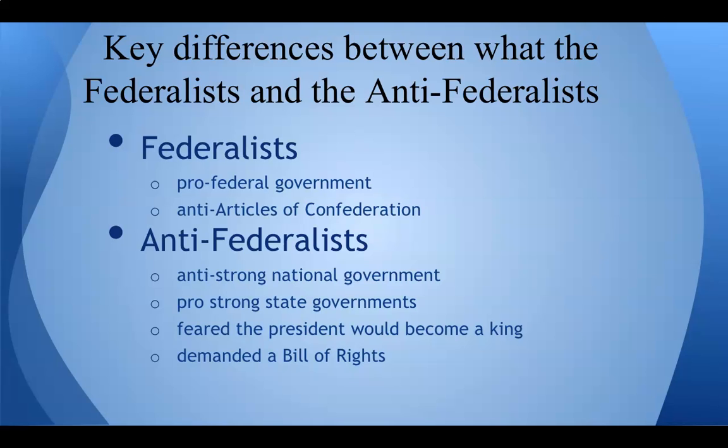The Anti-Federalists felt excluded from the Constitutional Convention. They felt like it was an undemocratic process. They were very concerned about having this strong national government. They felt like stronger state governments were a better way to go because it would protect them from having a dictatorship. They particularly feared this idea of having a president because they felt like the president was going to become a king, like a king version 2.0, and they demanded a Bill of Rights.